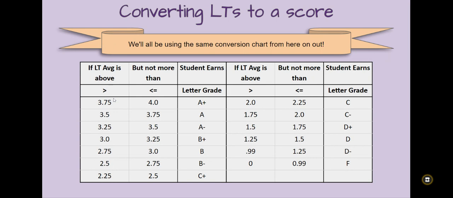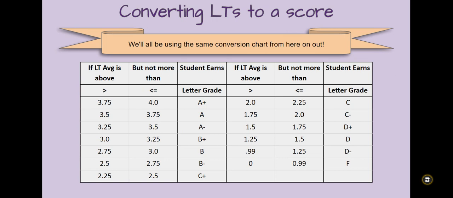If the average comes out to be above a 3.75, but not more than a 4, then the student would get an A+. If it's above a 3.5 but not more than 3.75, they'd get an A, and so on. You'll notice that 3.25, 3.5, 3.75, all these numbers are repeated twice. This column has the equal sign in it, so if it's exactly a 3.5, it would be an A-, not an A, because a 3.5 is not above a 3.5. It's above 3.25, and it's less than or equal to 3.5, and so it's an A-.